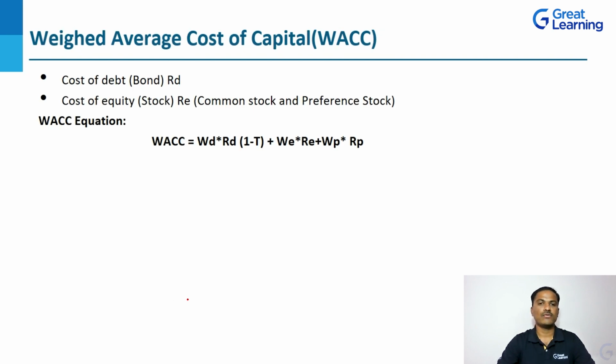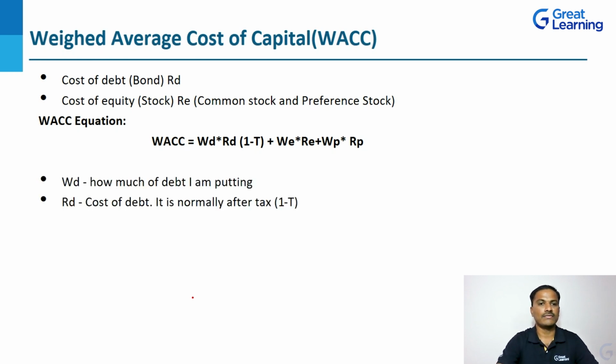Before we go to the example, this is the formula to calculate weighted average cost of capital. So what is WD, RD? This is the weight of debt I'm putting. So what is the weight of the debt and what is the cost of debt? RD is cost of debt. So remember, interest is always tax deductible.